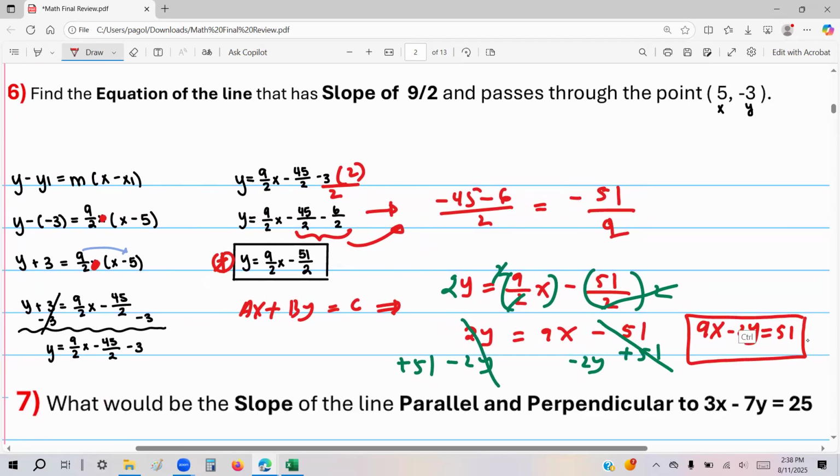This answer and this answer, they're the same. One is slope-intercept form and one is standard form. And definitely this will be that one. Question?